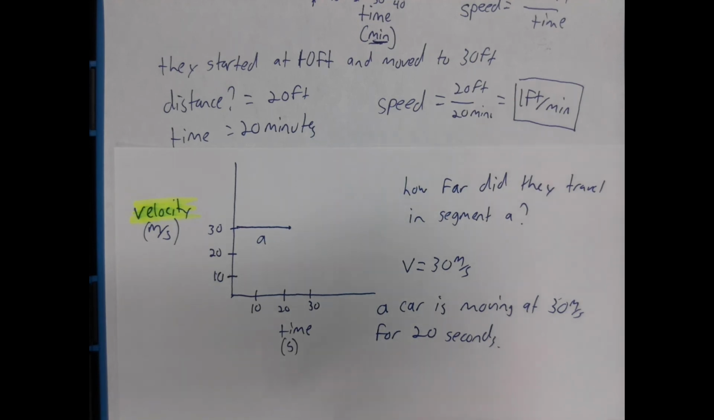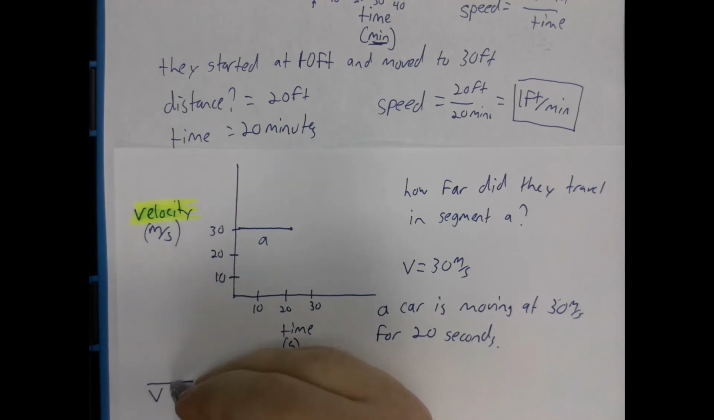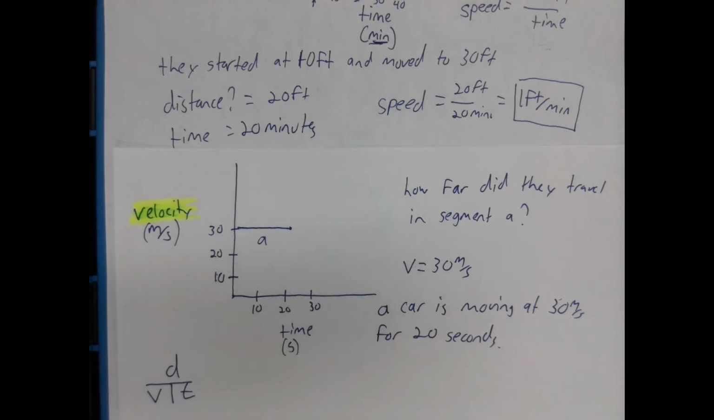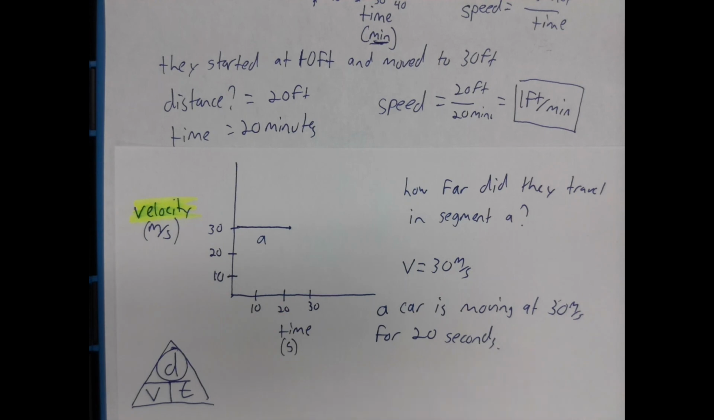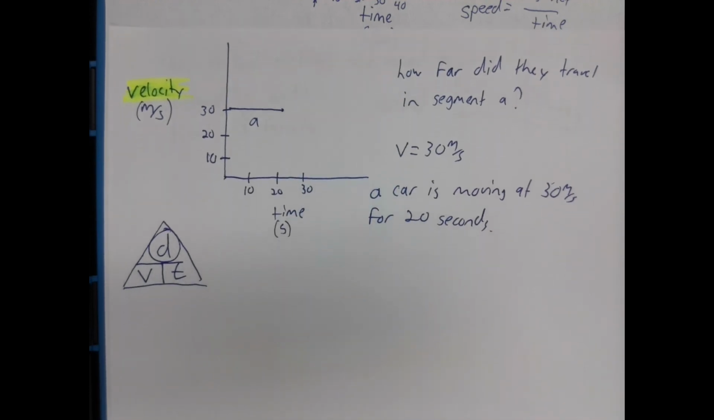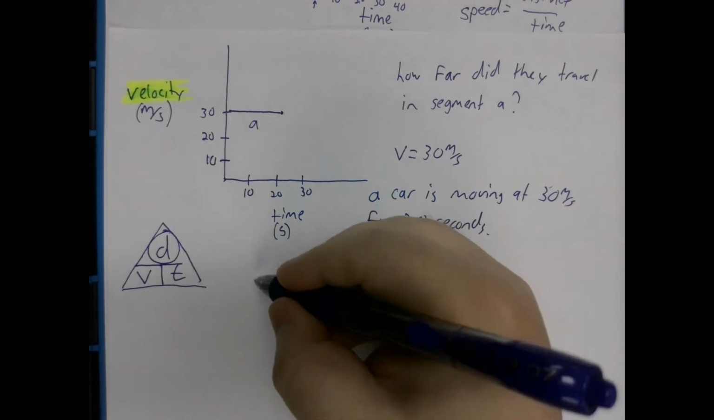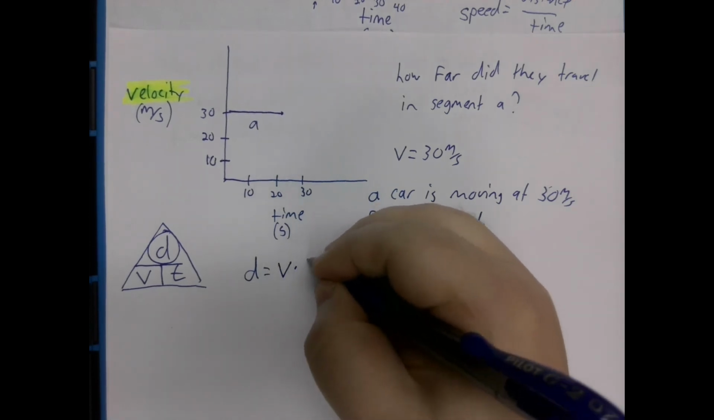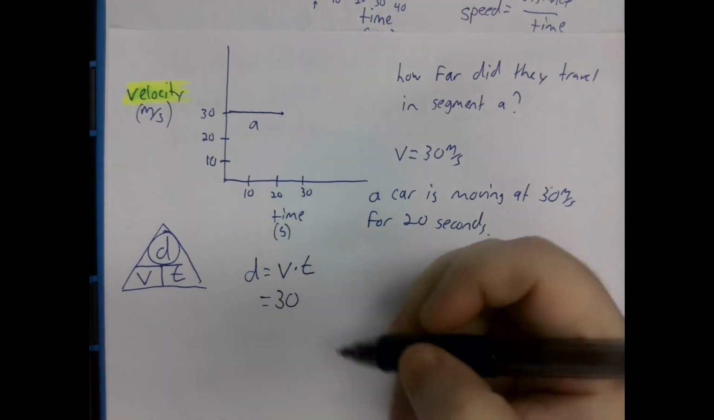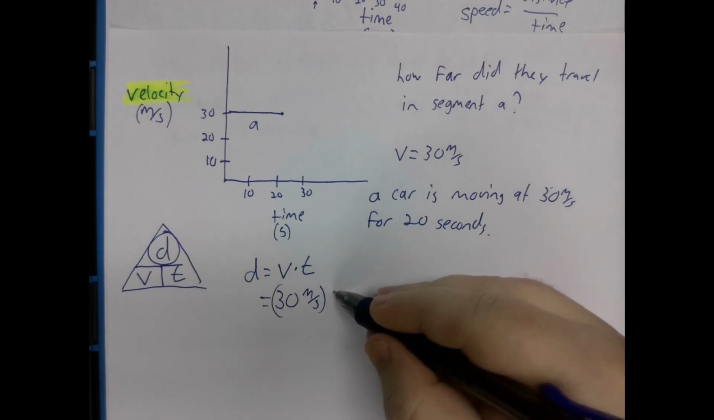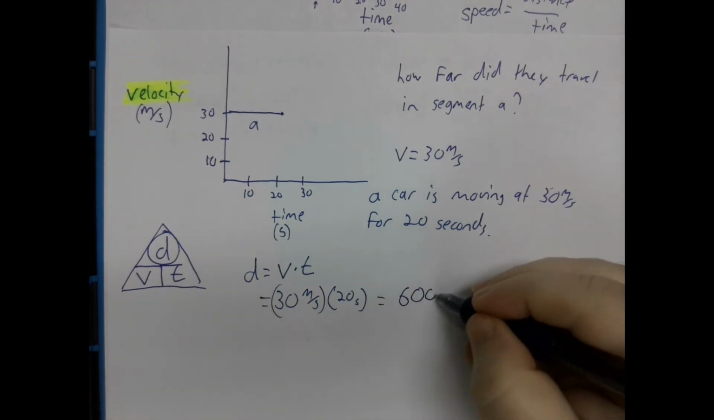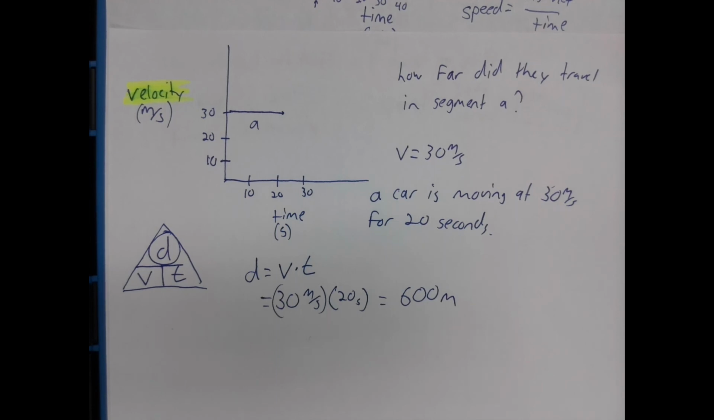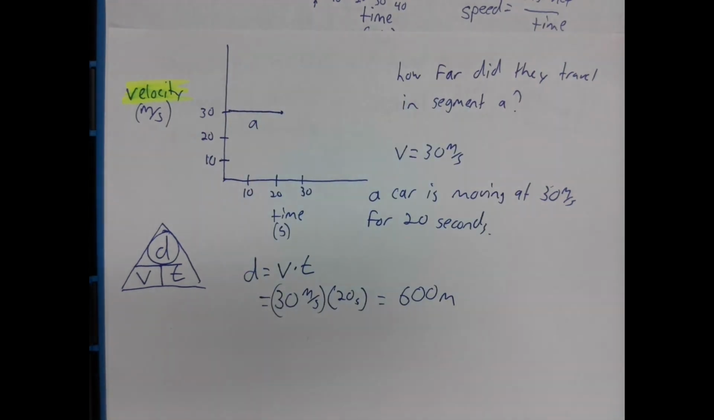So remember, how do we solve for distance? Speed is equal to distance over time. You can draw your triangle if you want. So even though we're doing graph problems, you gotta memorize the equations and still use the equations in solving it. Distance is equal to speed times time. Speed was 30 meters per second, time was 20 seconds, and that is equal to 600 meters. So they traveled 600 meters in the first 20 seconds.